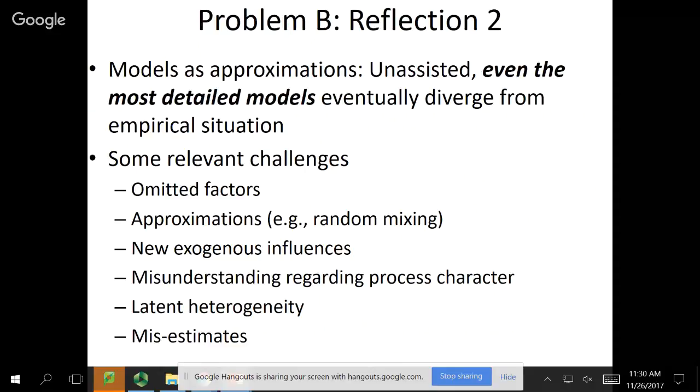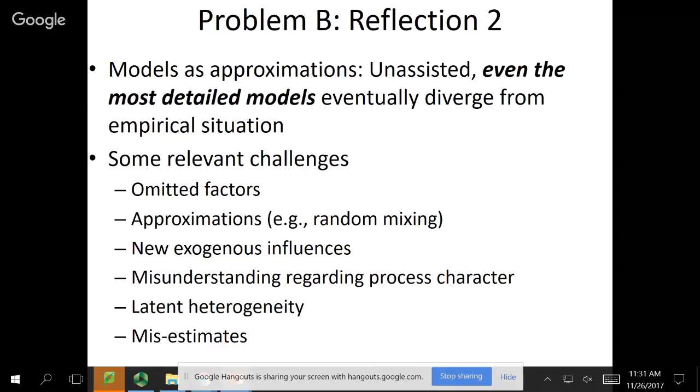But as such, they often omit factors, or they include approximations such as random mixing involving the population. Even if we're dealing, as we do with so many projects, with individual-based models, where we have networks depicted on a per-person basis and mobility patterns, those are themselves approximations. And the predictions we get from those approximations will, over time, diverge from the situation in the world. Also, things out there in the world are influenced by factors that are left out of the model.